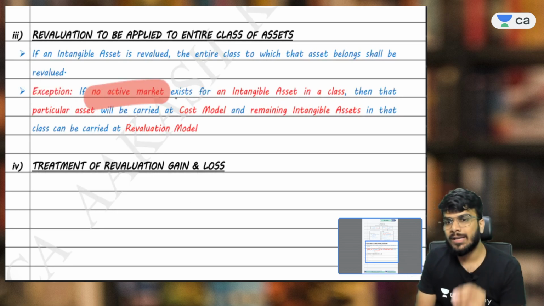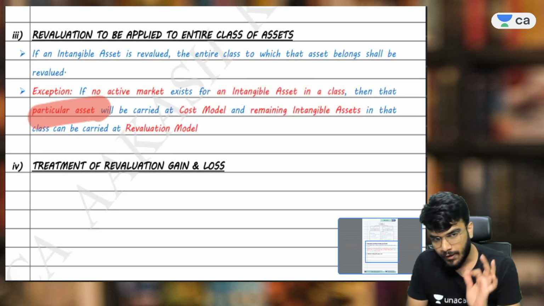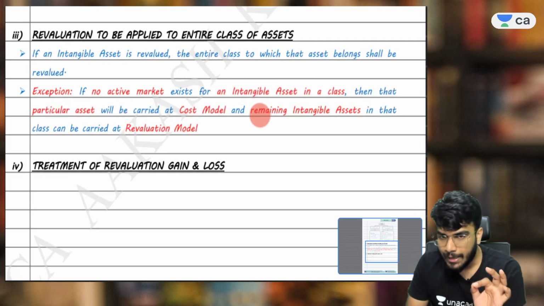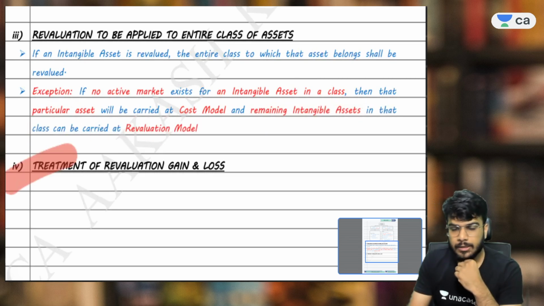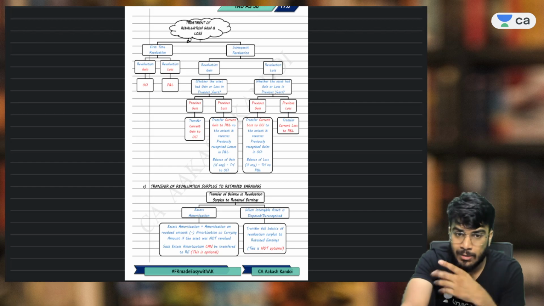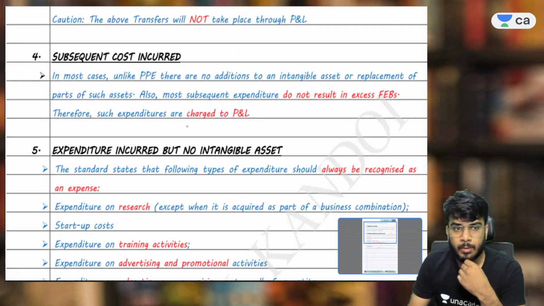If no active market exists for an intangible asset in a class, then that particular asset will be carried at cost model, and the remaining intangibles in that class can be carried at revaluation model, right? The 4th point, treatment of revaluation gain or loss, is the same, and the 5th point is also the same. Now we move on towards the other points.